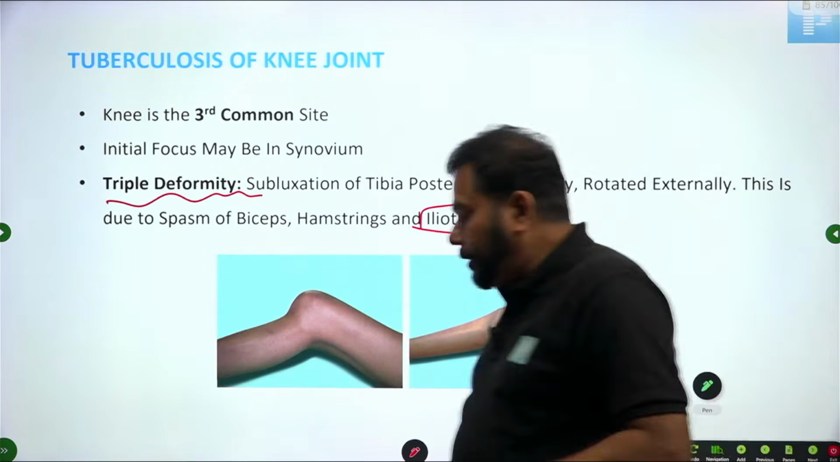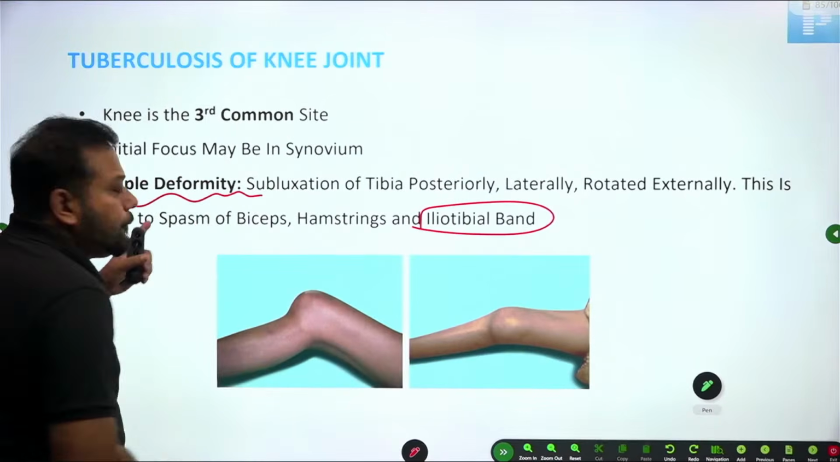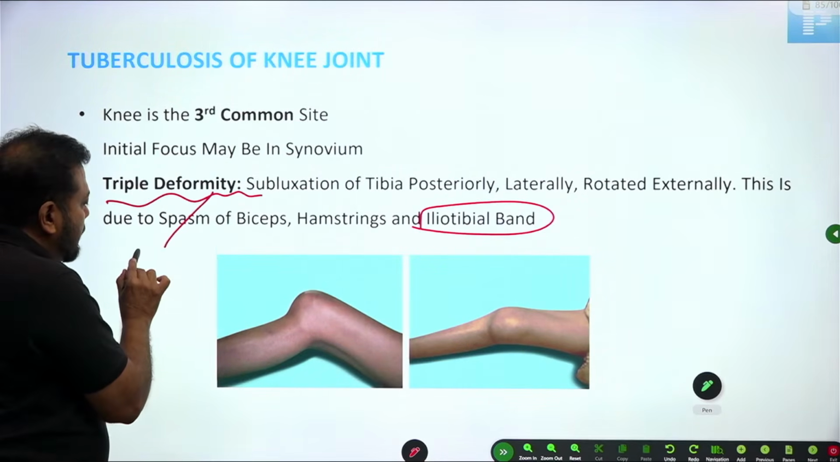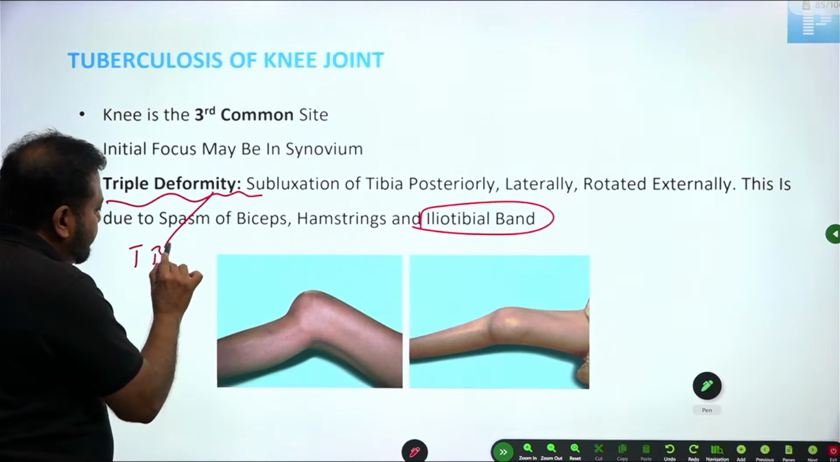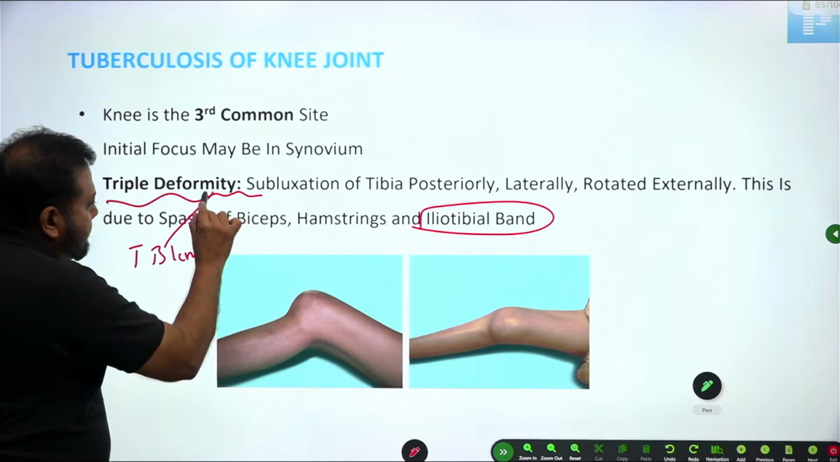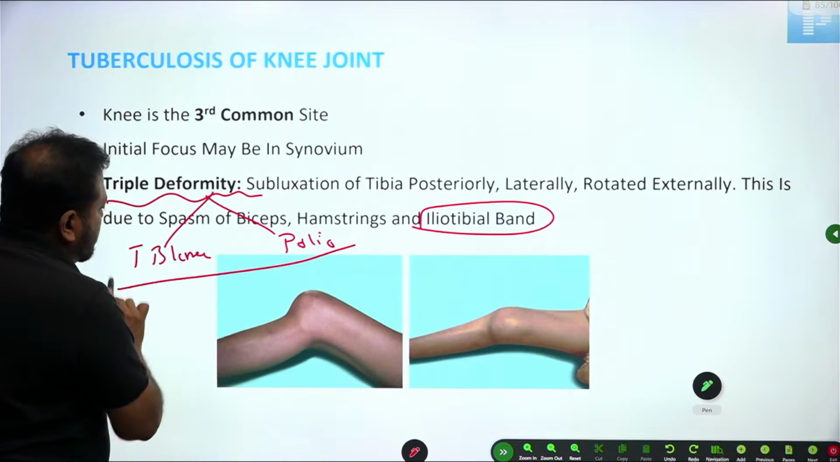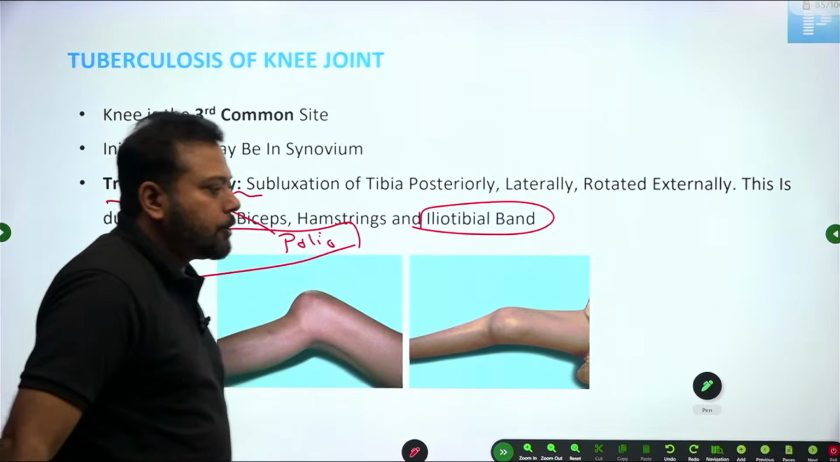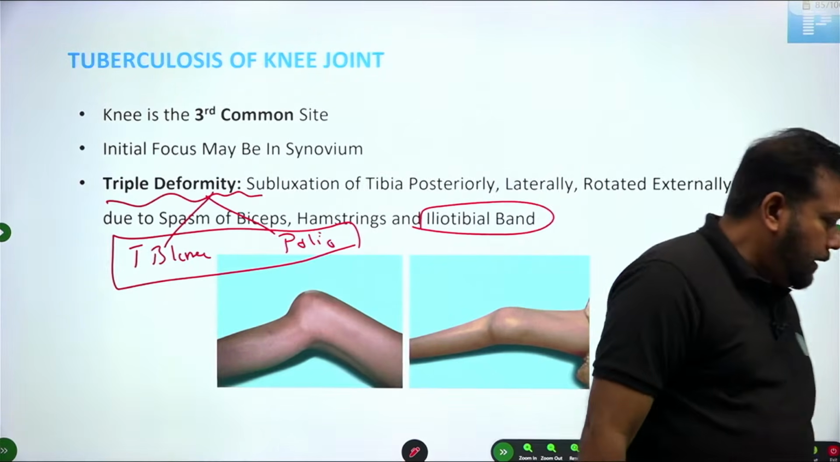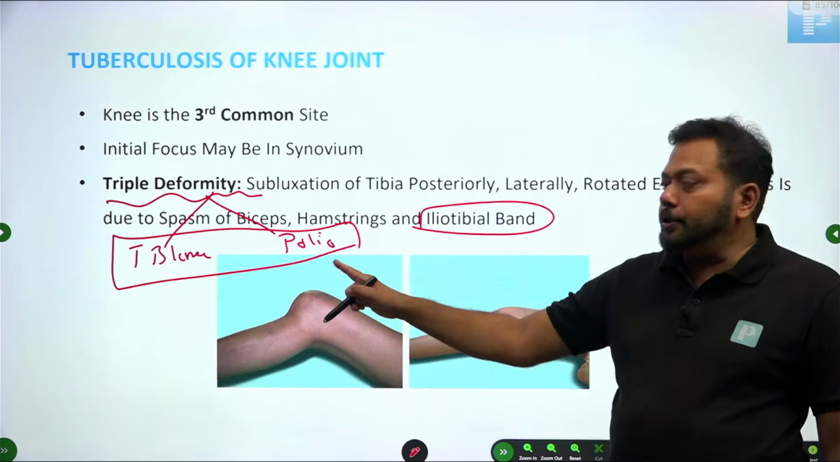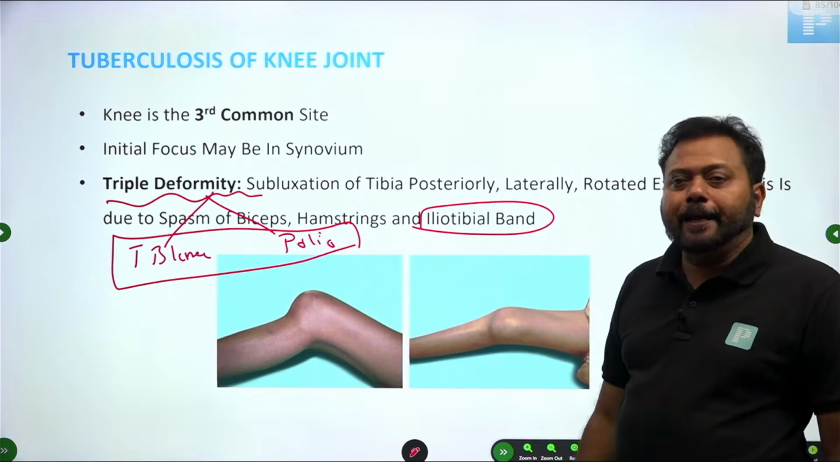So whenever the word triple deformity comes in ortho, there are two differential diagnoses, dear friends. One is TB knee, another is polio. There are two causes for triple deformity: tuberculosis of the knee and poliomyelitis.